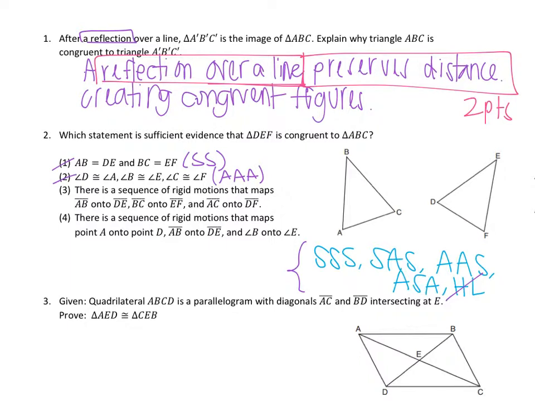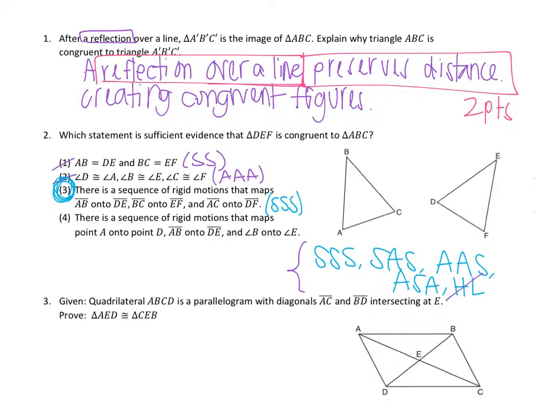It says AB is mapped onto DE. So that means AB, the whole segment, moves onto DE, meaning that they're congruent. BC onto EF, and AC onto DF. So this one is side-side-side, 3 pairs of sides marked congruent, which is a choice. So I'm going to choose choice 3, but I want to talk about why choice 4 is not the answer.